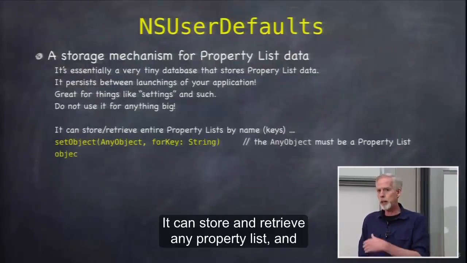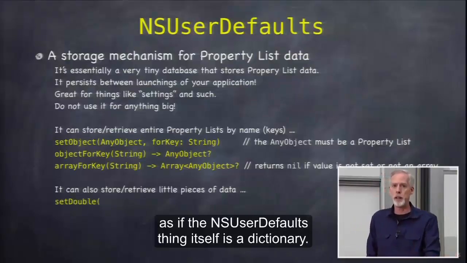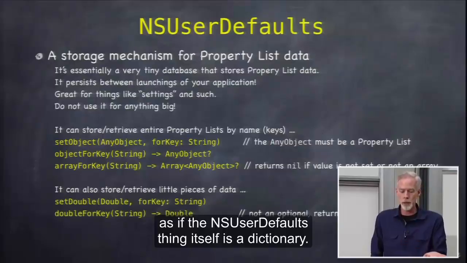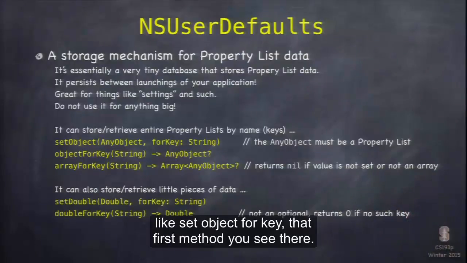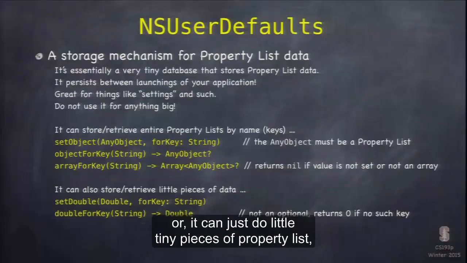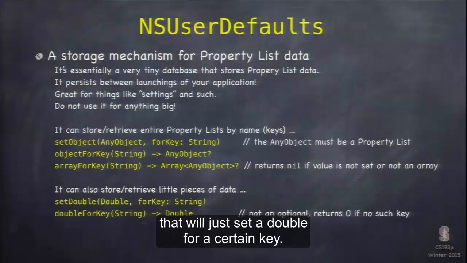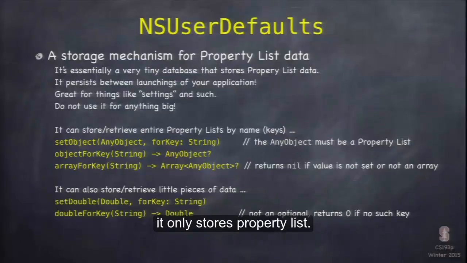It can store and retrieve any property list, and it just stores it like a dictionary, as if the NSUserDefaults thing itself is a dictionary. And it can store the whole property list, like setObject forKey, that first method you see there, and retrieve the whole property list. Or it can just do little tiny pieces of a property list, like it has a method setDouble that will just set a double for a certain key. Okay? So it's like a dictionary in that it's key-value, but it only stores property lists.